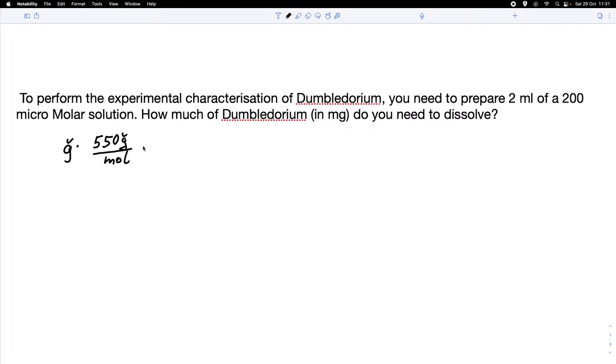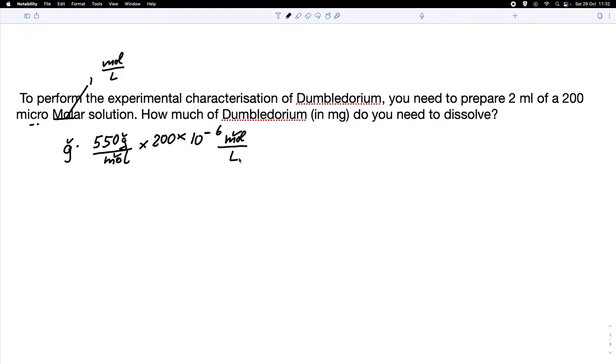So the grams are already in the right position. But now we need to get rid of the mole. Do we have mole anywhere? Yes, actually it is in this molar solution, because what we know is that molar just means mole per liter. So we can write these 200 micromoles as 200 times 10 to the power of negative 6. That's our micromole, with the unit mole per liter. And what we see is that the moles cancel out.